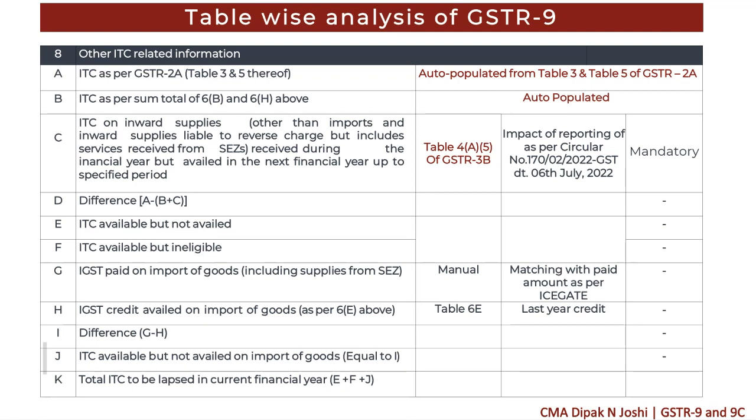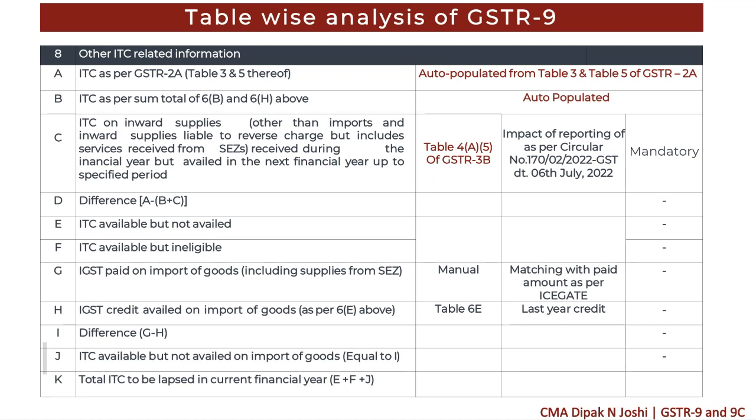Now the biggest limitation of this table is that credit pertaining to previous financial year, say financial year 21-22, which I have availed in 22-23, is not covered or not incorporated in table 8C, which amounts to a difference in the information of GSTR 2A and all other ITC which I have availed in GSTR 3B.